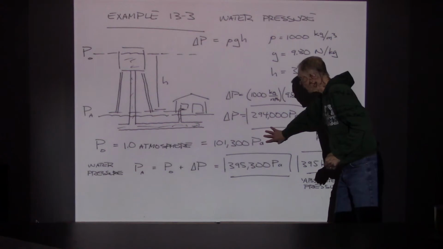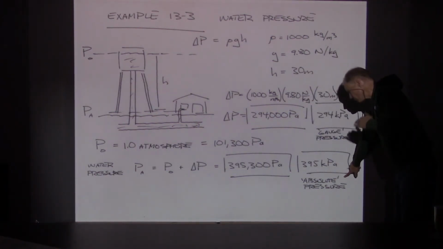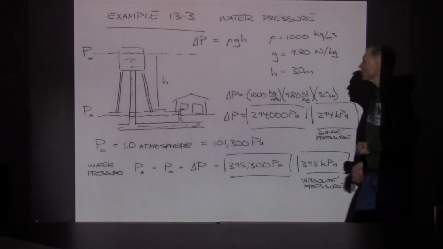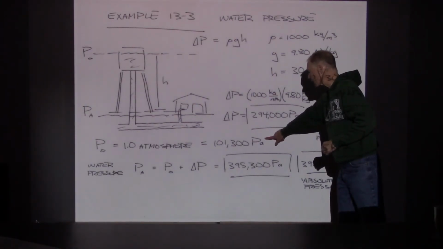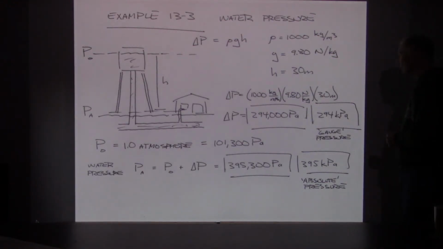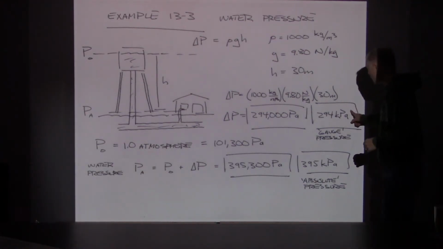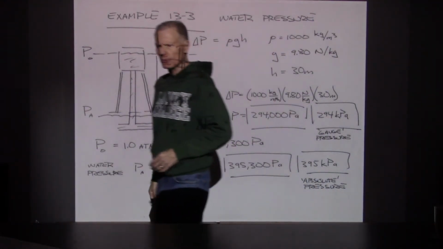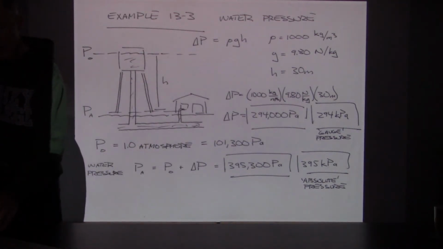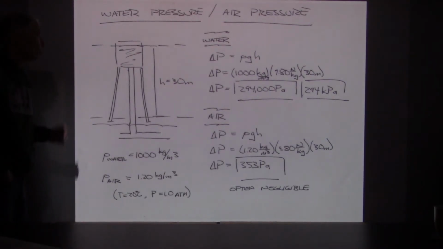Now we can add on, if we want absolute pressure, what is the actual pressure that the fluid is under? Then we have to add on this background of air pressure, of atmospheric. So we'll add that on, and that boosts us up to 395. So the absolute pressure is 395 kilopascals. The gauge pressure is 294. You can buy absolute pressure gauges too, but it's more common that we measure things relative to atmospheric.